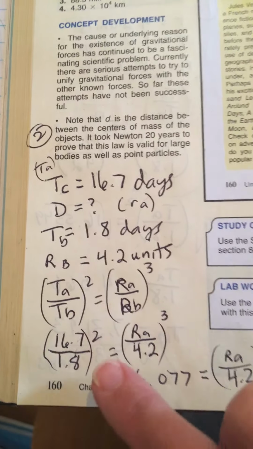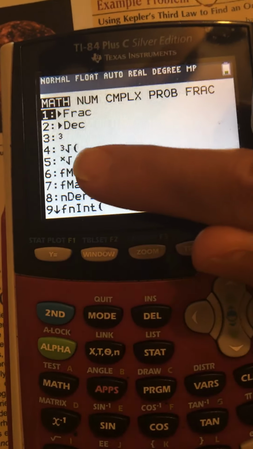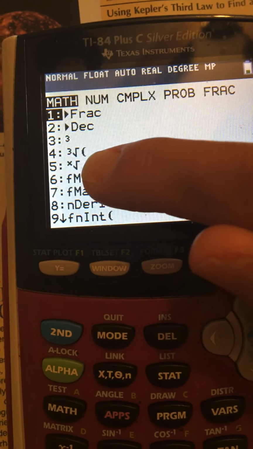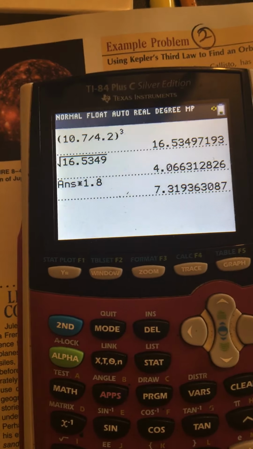Now this is cubed, so I need to take the cubed root of both sides. It's just like a square root, but it's a cubed root, so that I can free this and make that cubed thing go away and break them apart so I can solve for it. So let me show you where that is on your calculator. I'm going to go to the math button, and number 4 is the cubed root. So I'm going to go down to number 4 and put it on.